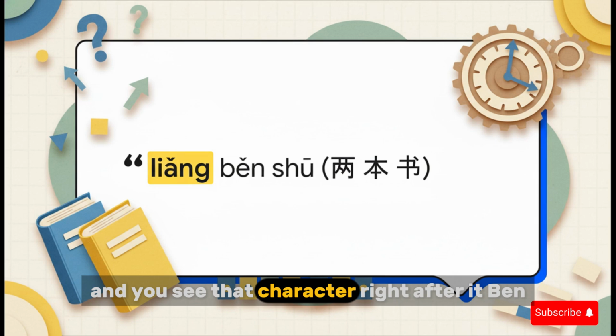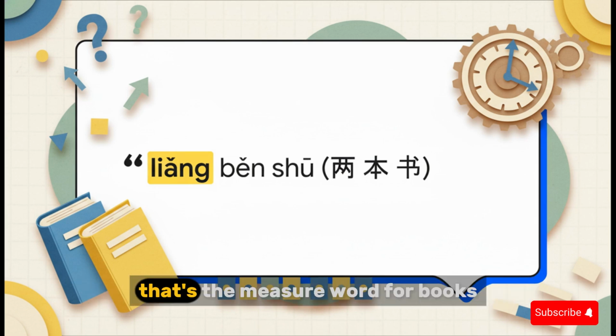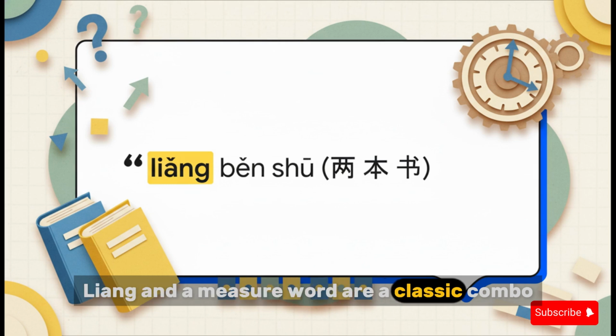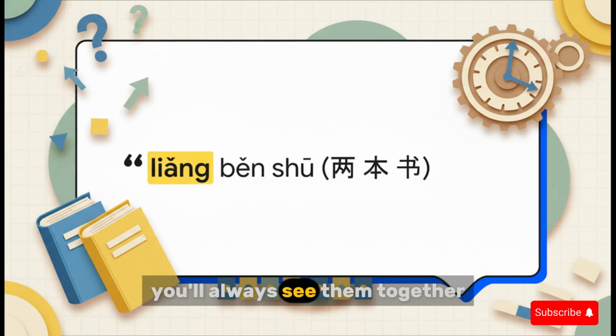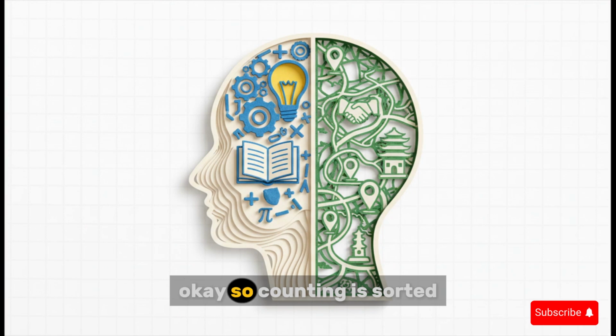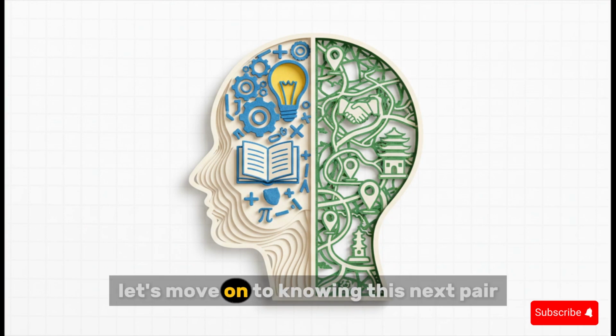And you see that character right after it. Ben, that's the measure word for books. Liang and a measure word are a classic combo. You'll always see them together. 2个人, 2 people. 2支笔, 2 pens. Okay, so counting is sorted. Let's move on to knowing.